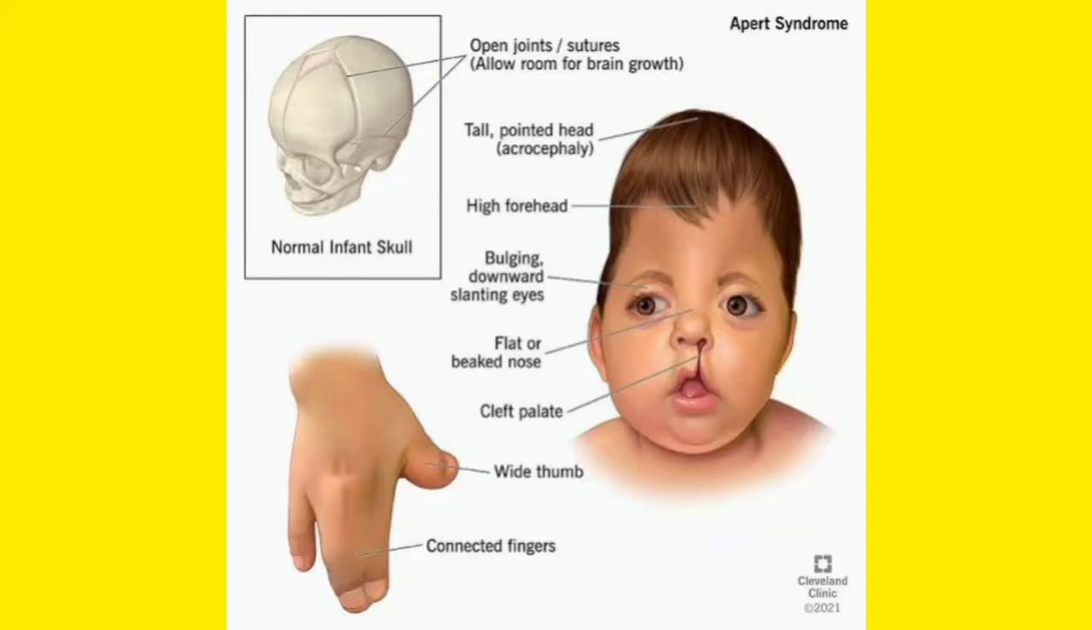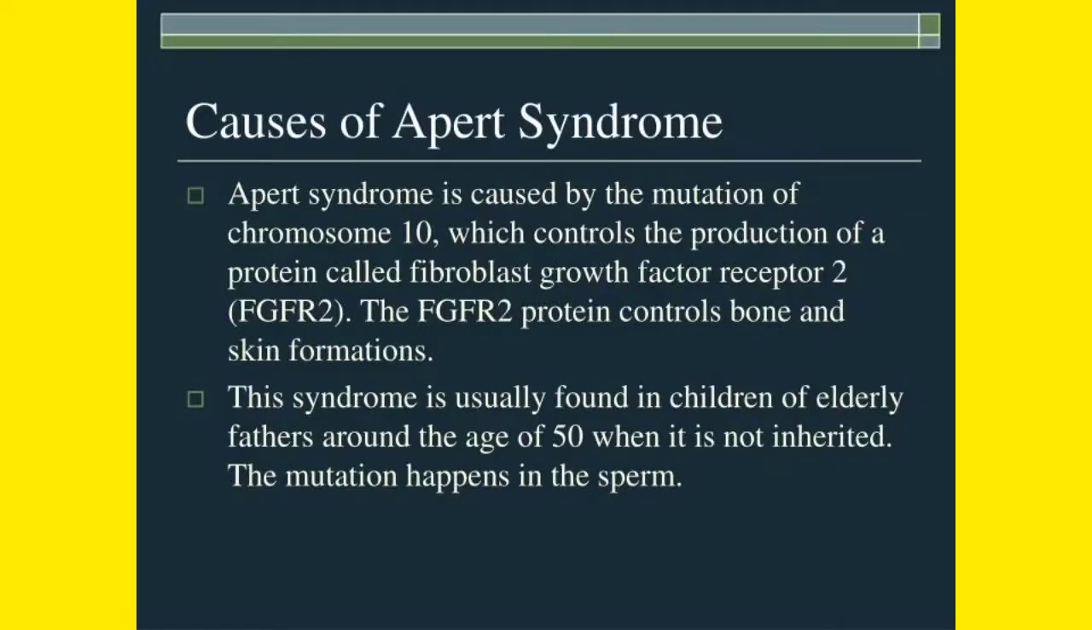Another very important thing is wide thumb and connected fingers. These two things are very important. So the thumb is wide. And what about the fingers? Or you may look at the toes. The fingers and the toes are connected. So syndactyly, a very important feature. Syndactyly, joined fingers and toes. So all these are very important. Whenever they say acrocephaly, syndactyly, all these are features of Apert syndrome.